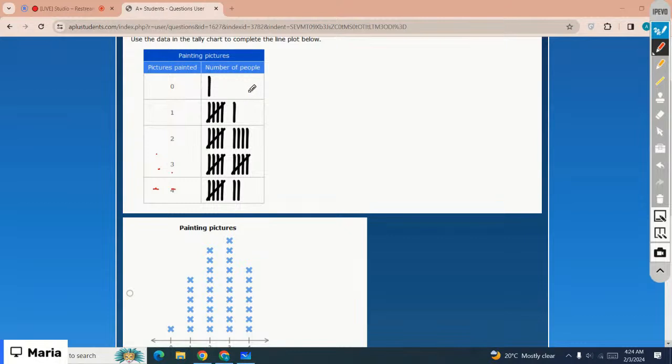This one is 1. You need to count the number of lines, but if you have the lines like this, they make 5. 1, 2, 3, 4, and one line like this. So this is 5 and 5 plus 1 is 6. Got it? This is 5, 6, 7, 8, 9. So here the number of people is 9. Here you have 3. This one makes 5, this one makes 5. 5 plus 5 makes 10. This is 5, this is 2. This is 7. Now you have to match these values with the graph, right? With the line plot. Let's match them with the first one.